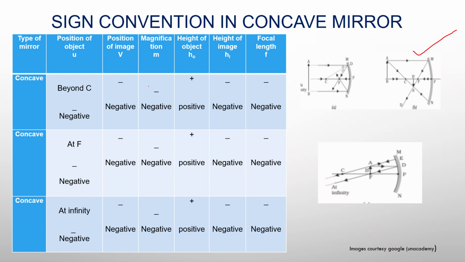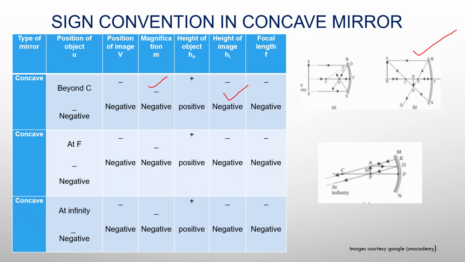So magnification will be negative, height of the image will be negative, and in this case it will be less than 1, also it will be less than -1, because minus is for real and inverted and less than is for diminished images. Okay. Now at F, you know, the image will be at infinity.